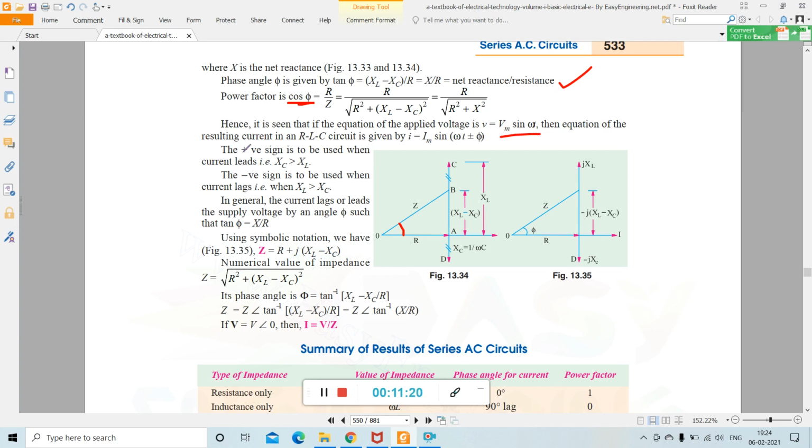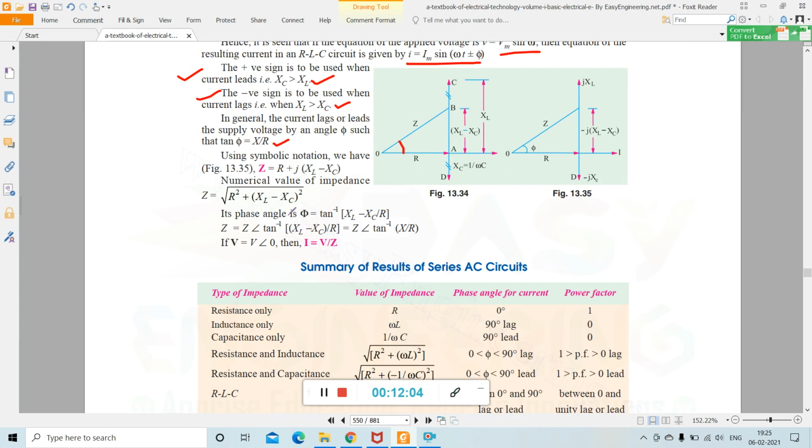then the equation of resulting current in RLC circuit is given by I equals Im sin(omega t plus or minus phi). Okay, so what are the conditions? The first condition is if the positive sign is to be used, that means current leads, so XC greater than XL. If the negative sign is used, then current lags, that means XL greater than XC. But in general, current lags or leads the supply voltage by an angle phi, such that tan phi is equal to X by R. Clear?